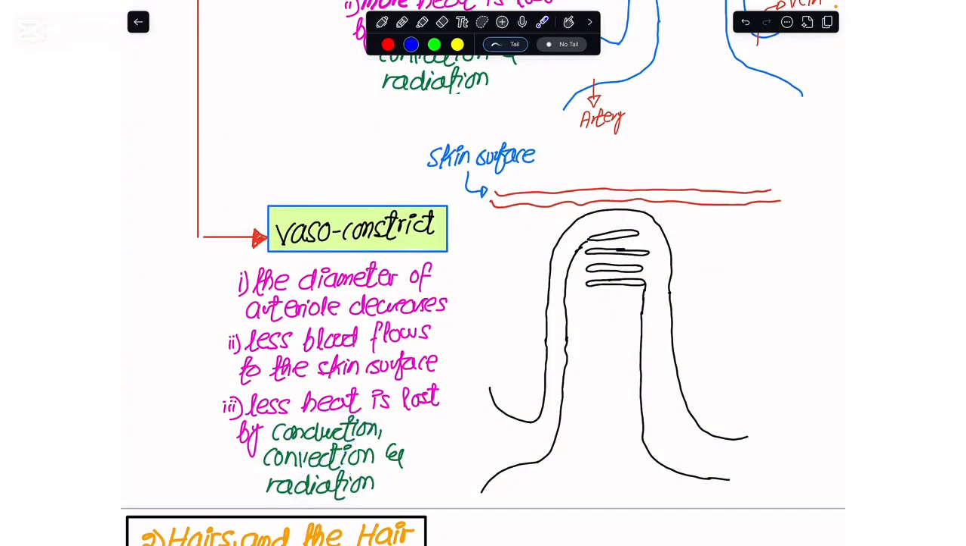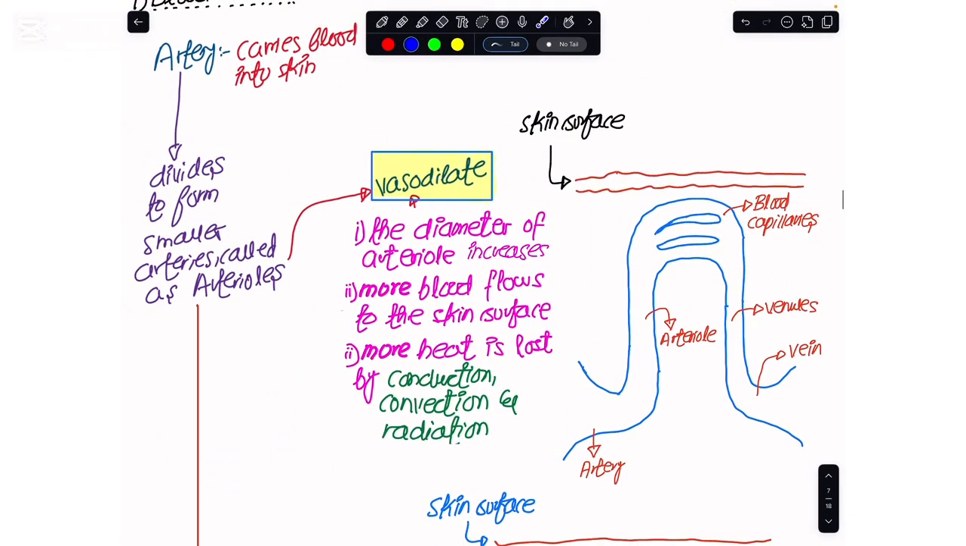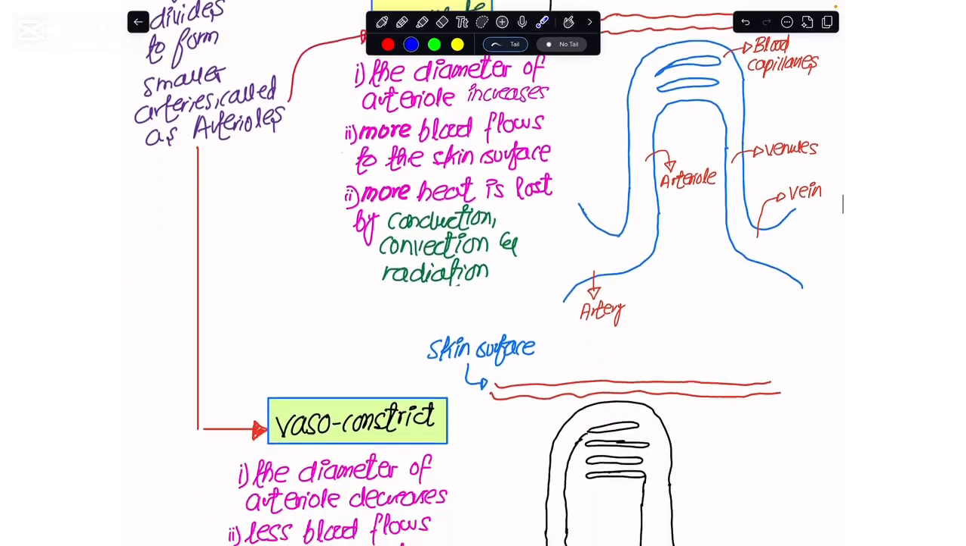So this basically means that when my body tries to conserve the heat on the inside of the body, the arterioles vasoconstrict. But when my body has to make sure that it loses a lot of heat, then these arterioles vasodilate.